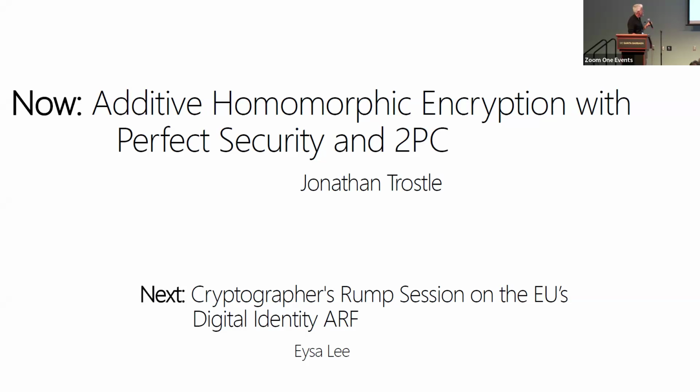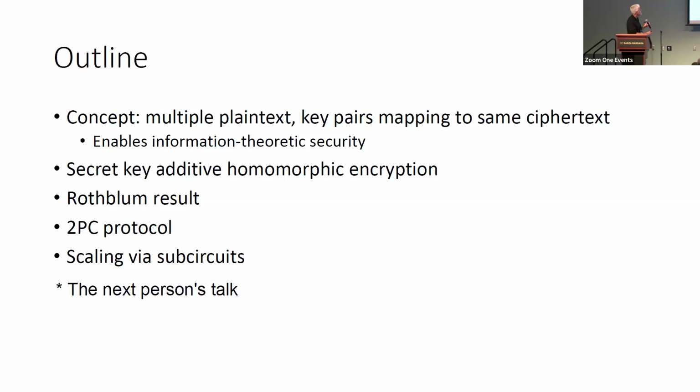So I'm going to talk about additive homomorphic encryption with perfect security and two-party computation. The basic concept is multiple plaintext-key pairs mapping to the same ciphertext, which enables information theoretic security. I have a secret key additive homomorphic encryption scheme, which has this property of multiple plaintext-key pairs mapping to the same ciphertext. And that's what gives it the perfect security.